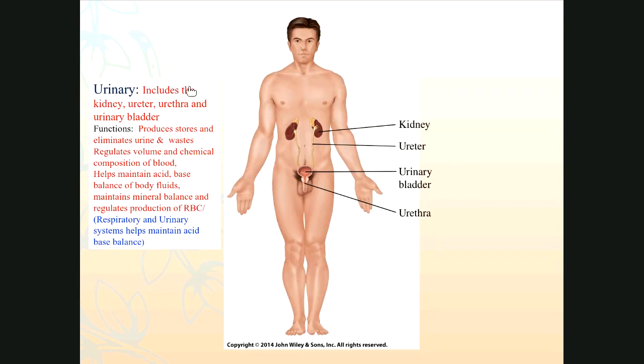The urinary system will include the kidneys, the ureters, the bladder, and the urethra. It's the process by which we store and eliminate urine and waste out of the body. It regulates the volume and chemical composition of blood, and also helps maintain acid-base balance of bodily fluids. So we already discussed that the respiratory and now the urinary system help maintain our acid balance.